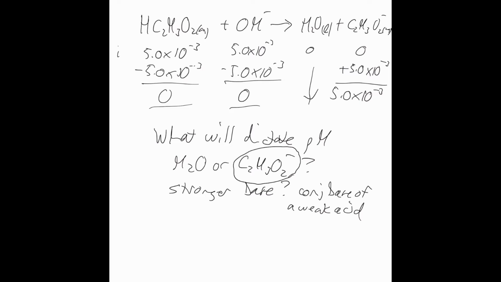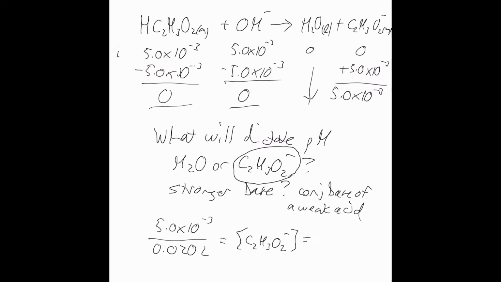So let's figure out, because obviously now we're going to have to do an ice table. So you've got 5.0 times 10 to the minus 3 divided by 0.020 liters. And that's going to be our concentration of acetate.